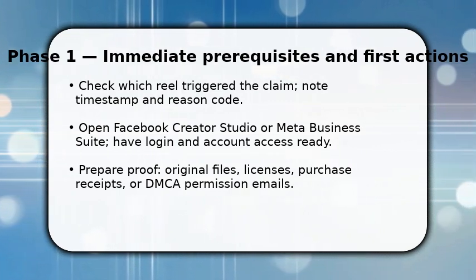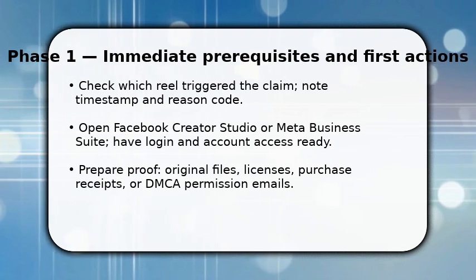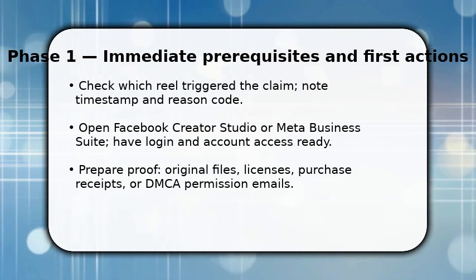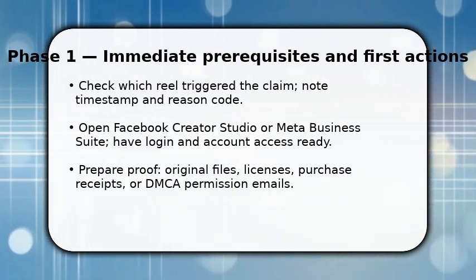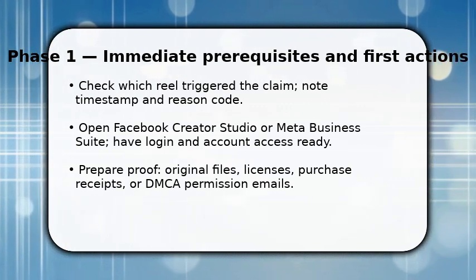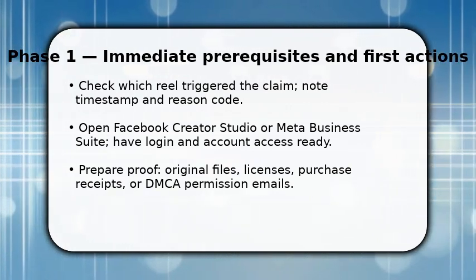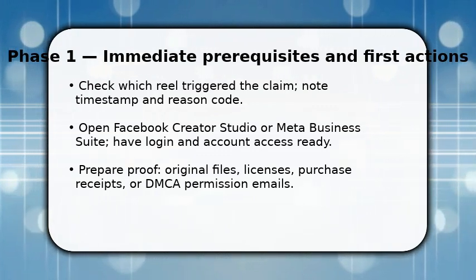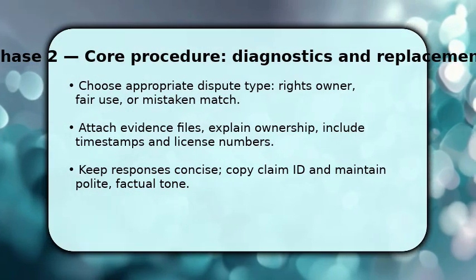Make sure to assemble evidence: original masters, license agreements, purchase receipts, or written permissions. You'll need clear timestamps and file names. This reduces back and forth. If you control the content, set ownership metadata, and check whether automated rights match your uploads. Doing so speeds resolution. Next, file the dispute through the claim details.